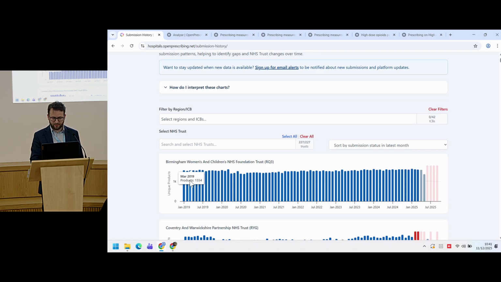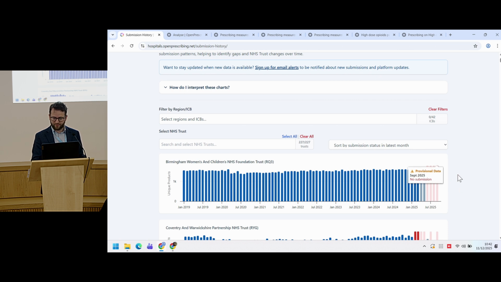You can see the heights of the lines are fairly consistent over time. So the heights show how many unique products were submitted that month. We expect most trusts are using the same number of products most months. It might slightly change depending on, say, they didn't have a patient on that drug that month. But most of the time you would expect that to be fairly stable, and we can see it is.